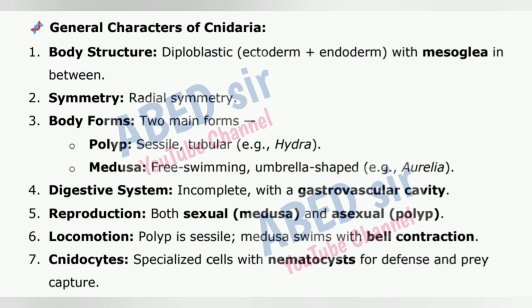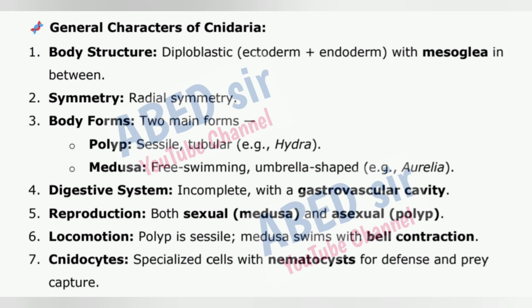General characters of Cnidaria. 1. Body structure: diploblastic, ectoderm plus endoderm, with mesoglea in between. 2. Symmetry: radial symmetry. 3. Body forms, 2 main forms. Polyp: sessile, tubular, example, Hydra. Medusa: free-swimming, umbrella-shaped, example, Aurelia.